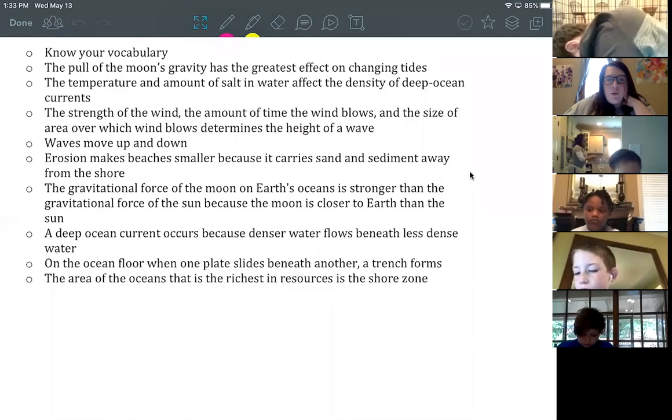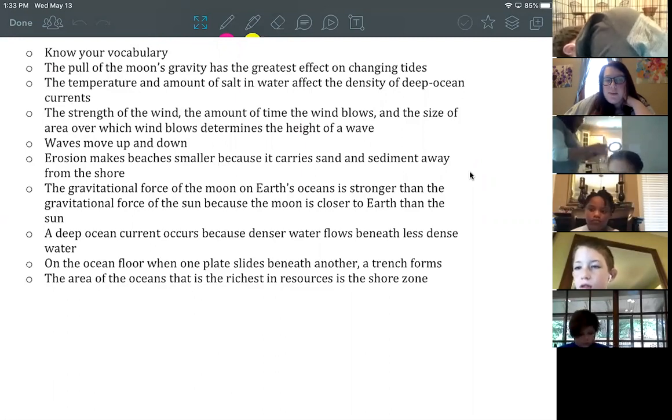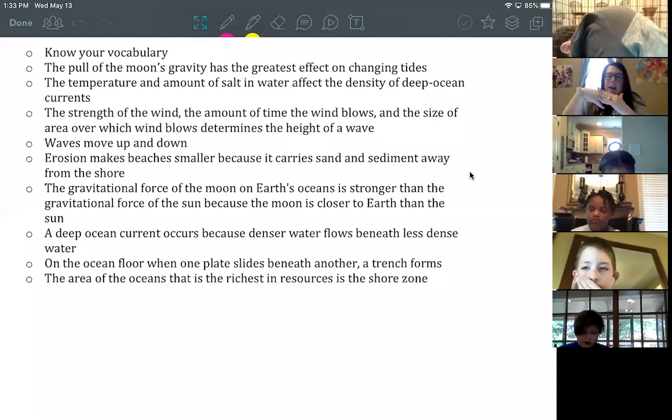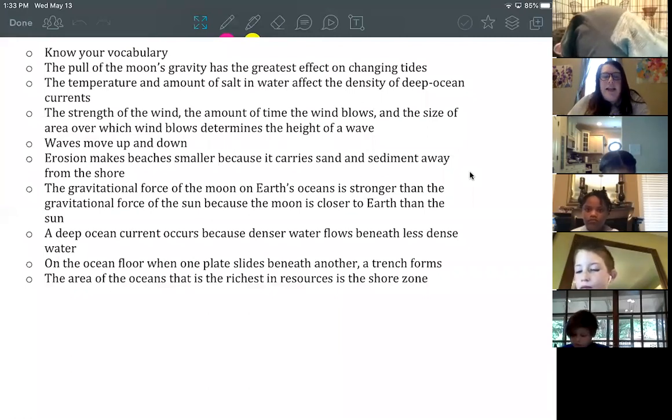On the ocean floor, when one plate slides beneath another, a trench forms. That's an important one. That one is on your test for sure. All of these questions came from your test. I copied them straight from it. So when you have one plate sliding under another, that's when you get a trench or a canyon.